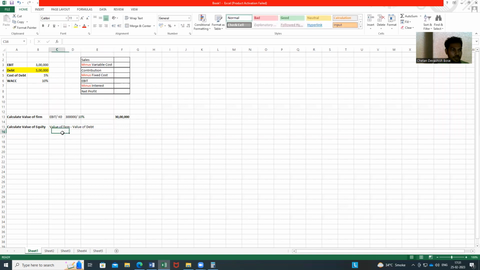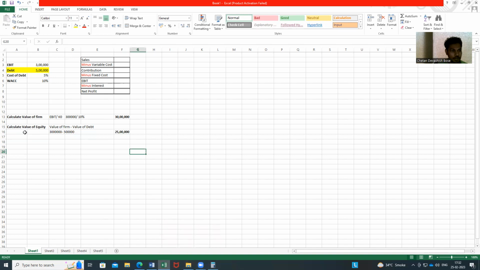So now we are going to write value of firm kitna hai? Value of firm is 30,000. Just copy this. 30,000 is 30 lakh. Value of firm is 30 lakh minus value of debt given in the question. Question में दिया हुआ है 5 lakh. Just write 5 lakh and use the calculator. 30 lakh minus 5 lakh, it will give you 25. Okay. This is how it is. So this is what we need to do in case of calculating the value of equity in case of net income approach.